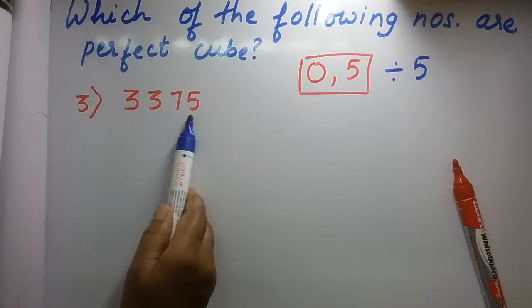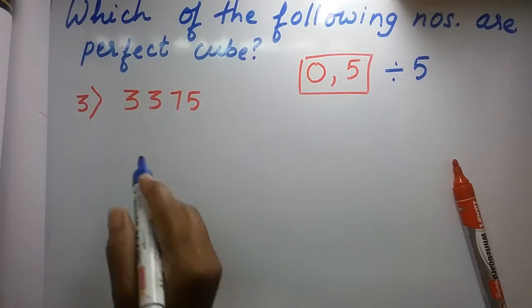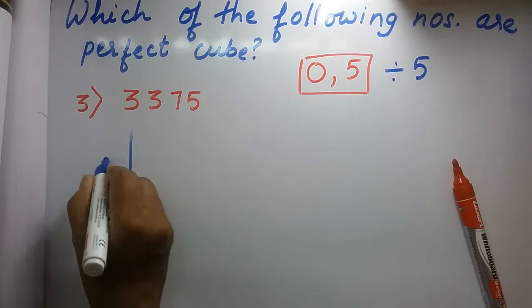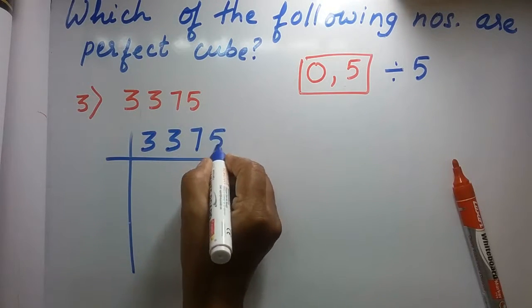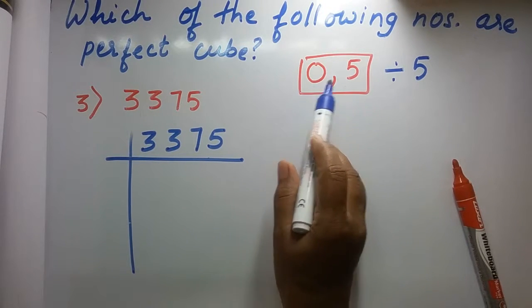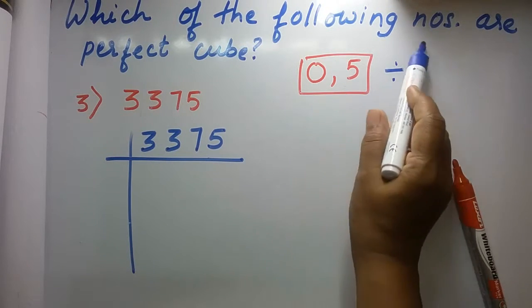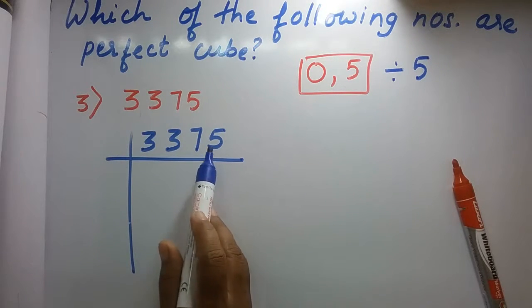The next question is 3375. To check whether this number is divisible by 5 or not. Okay, so find out all the factors of 3375. As you know, the 5 is in the unit place. If 0 or 5 is in the unit place, that number is divisible by 5. That shows this entire number is divisible by 5.